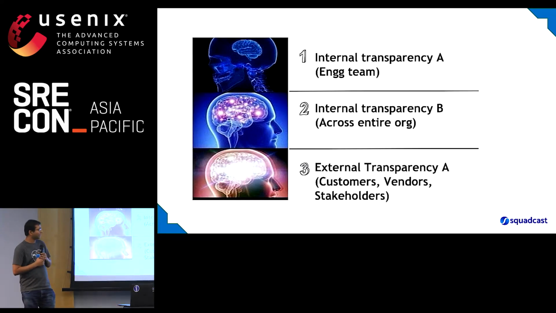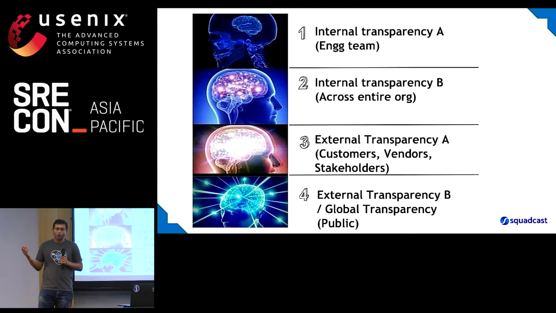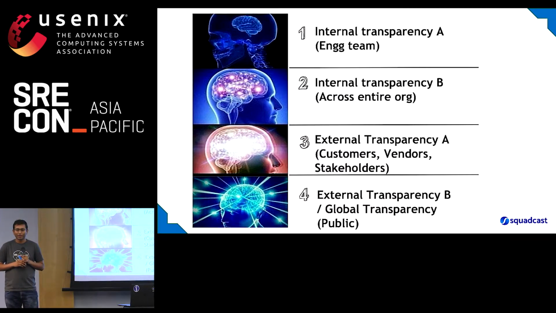The next level of transparency is where you expose your incident management practices and your SLOs to external stakeholders like your customers, vendors, or anybody that you're working with. And the next level of transparency is where you really bare all. You've seen companies that actually live stream outages, and I feel like that's the holy grail of transparency. That's really a state where you can feel very confident that your metrics are constantly improving because you're being transparent about them.